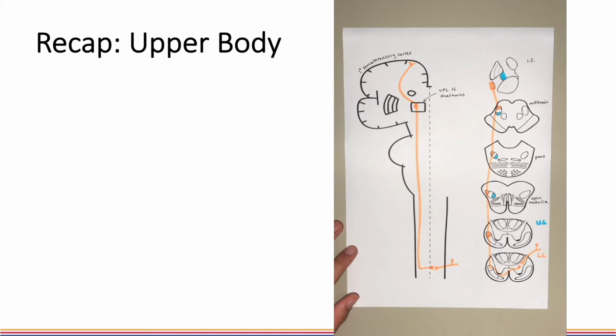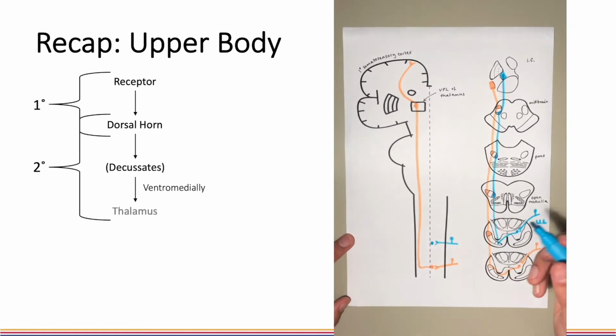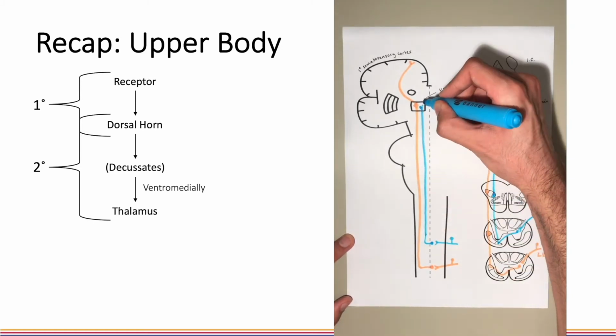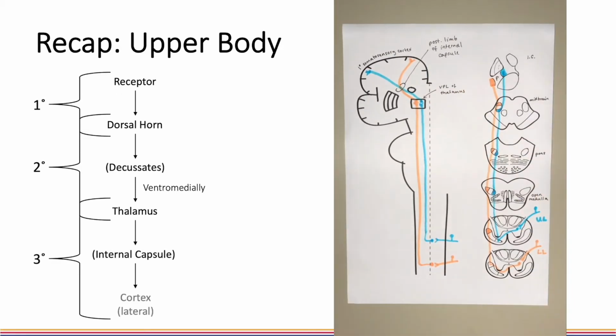For the upper body, the first order neuron runs from the receptor to the dorsal horn. The second order neuron runs from the dorsal horn, decussates, and then ascends ventromedially to the thalamus. The third order neuron runs from the thalamus to the lateral part of the cortex via the internal capsule.